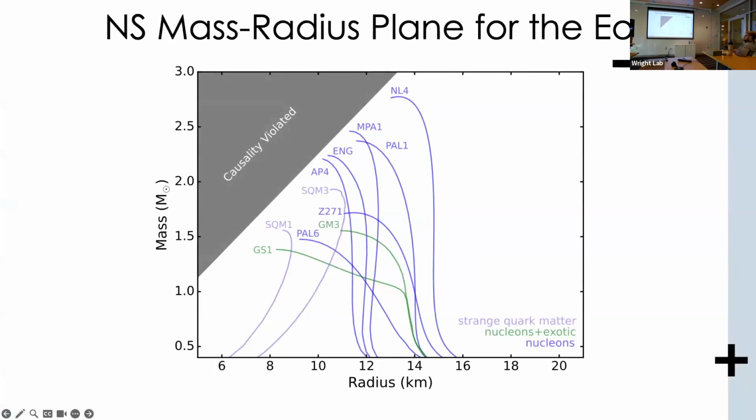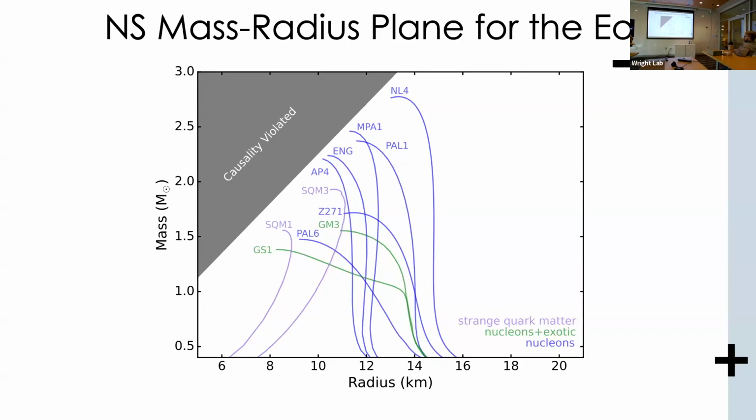So here's just showing the mass radius plane for neutron stars with some different theoretical equation of state tracks traced out. The different colors are denoting the different internal composition that's assumed within these models. So blue is showing nucleonic matter, and then green is showing a combination of nucleons and exotic matter, and purple is showing some solutions for strange quark matter.